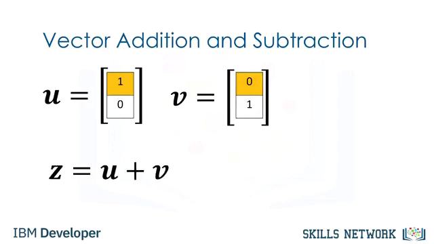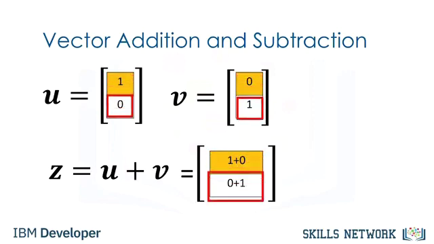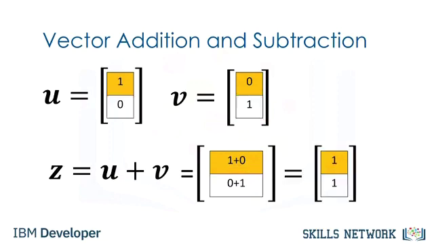In vector addition, we create a new vector, in this case z. The first component of z is the addition of the first components of vectors u and v. Similarly, the second component is the sum of the second components of u and v. This new vector z is now a linear combination of the vectors u and v.